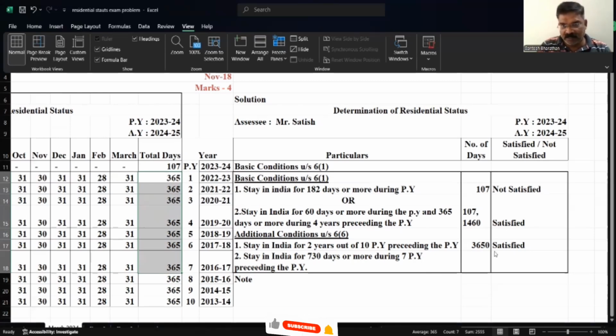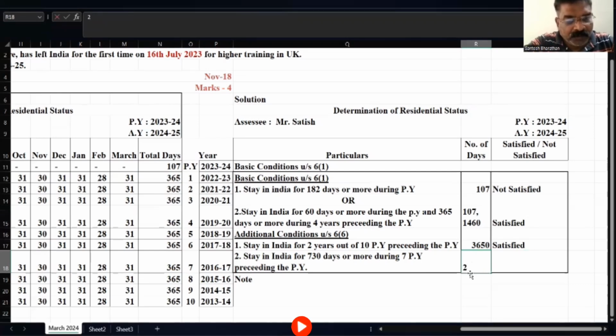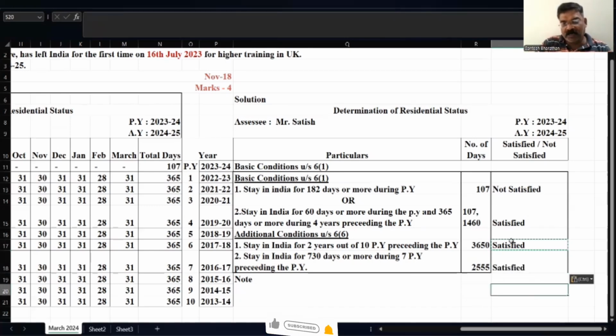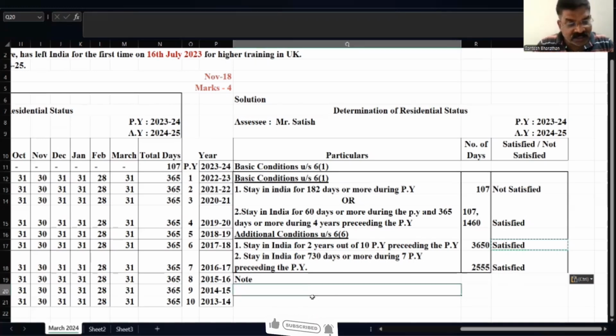Okay. In the 7 years he was present for 2555 days. So again, he has satisfied. It is more than 730 days. He has satisfied here. So from this chart, we will come to know that he has satisfied one of the basic conditions. He became a resident and he fulfills both the additional conditions. So Mr. Satish is a resident and ordinarily resident.